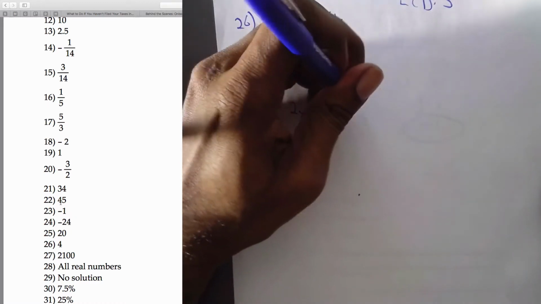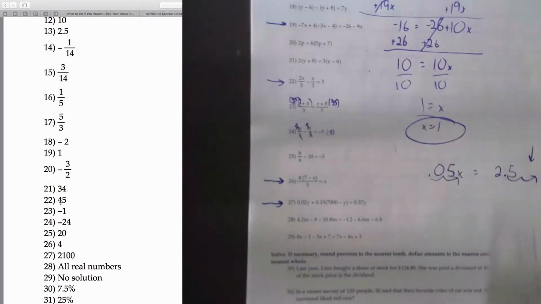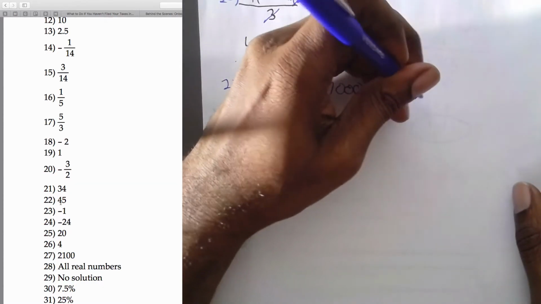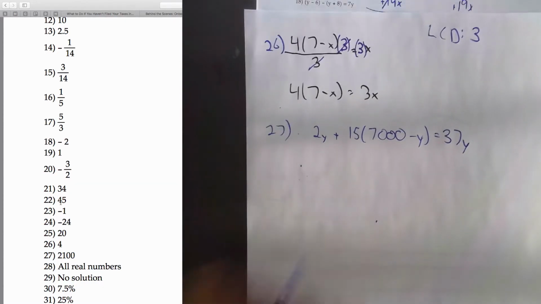So I'm going to put 7,000 minus y equals, and then we change this, 37y. And then you go on. Okay, distribute.